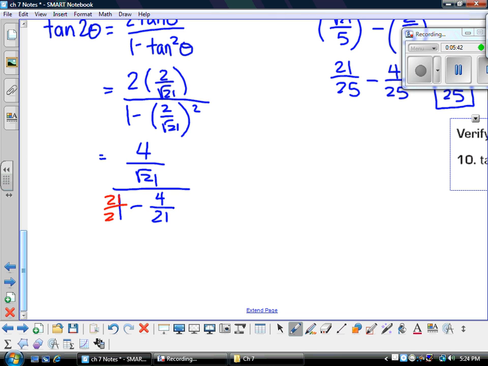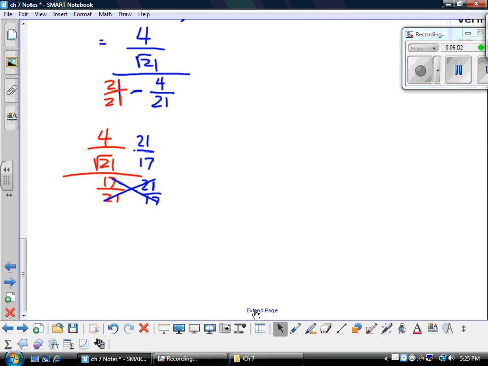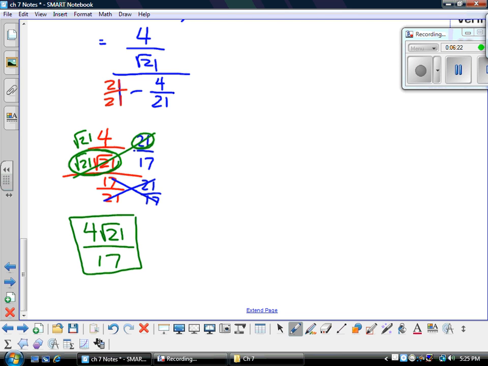Get a common denominator. 4 over the square root of 21 over 21 minus 4 is 17 over 21. Flip and multiply. And then I'm going to rationalize in this same step. So I'm going to also multiply by square root of 21 over square root of 21. The reason I'm doing that all at once is this is 21 and that's 21, so they're going to cancel. In lowest terms, I'm going to have 4 times the square root of 21 over 17.